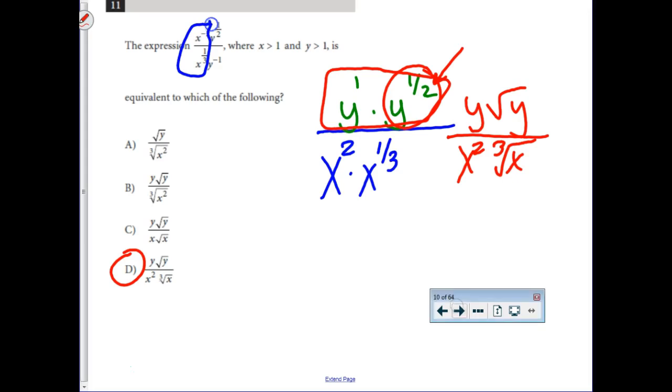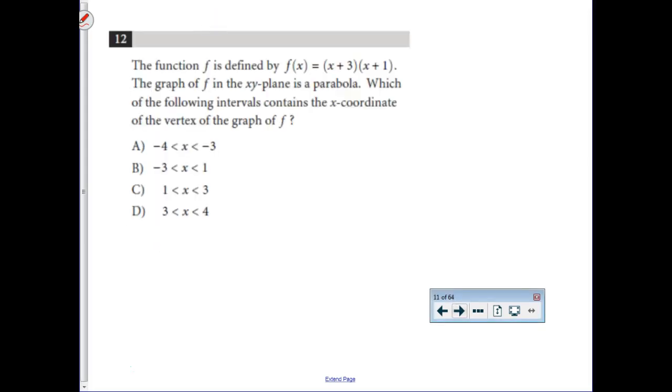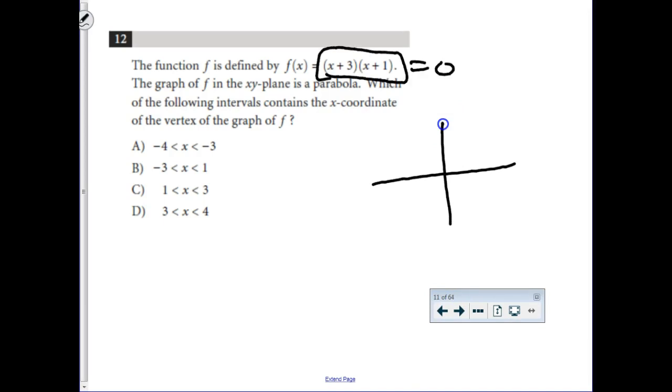All right, number 12. We have a function, which is a quadratic, by the way, but it's in factored form, which is my favorite form. Which of the following intervals contains the x-coordinate of the graph? Now, I'm a bad person for interpreting a graph without actually seeing the graph. So even though I can't use my graphing calculator, I have enough knowledge of stuff to figure out what this kind of sort of looks like. Guys, this is a parabola with roots or solutions located at -3 and -1, right? If you solve both of these.